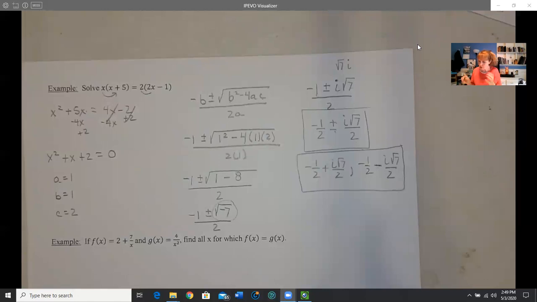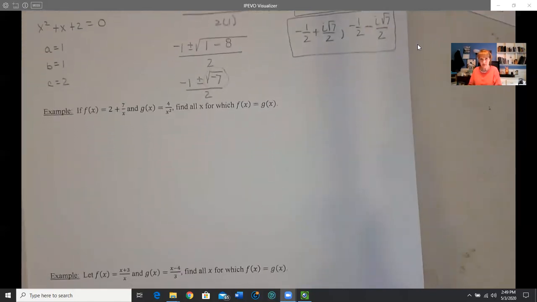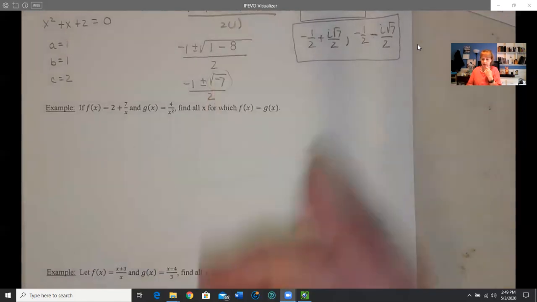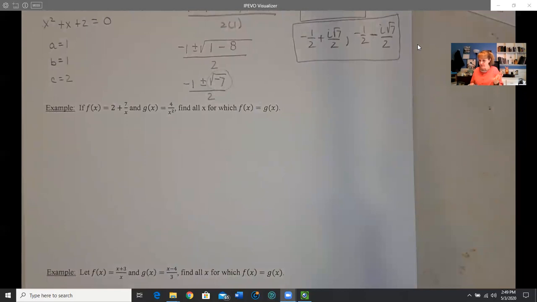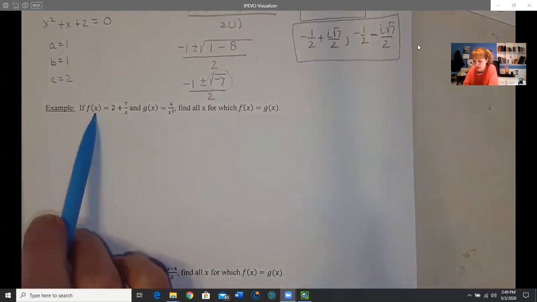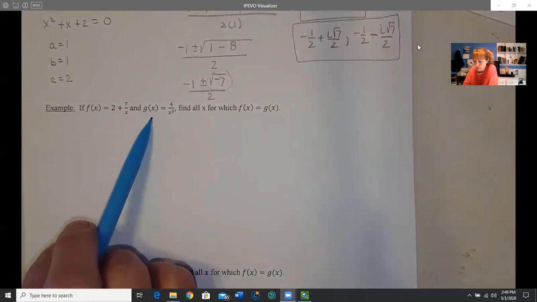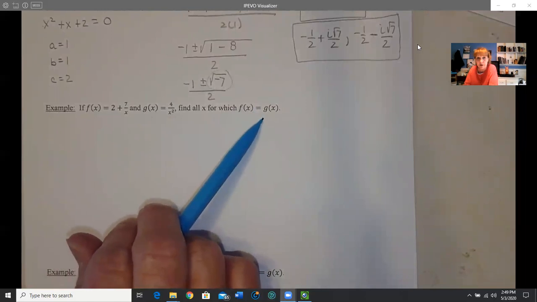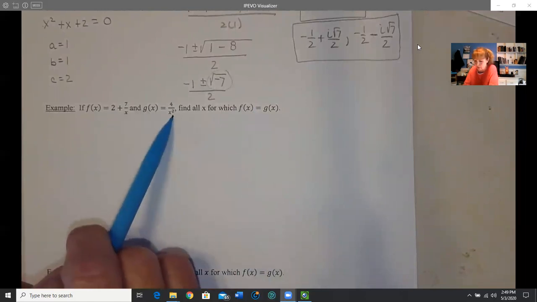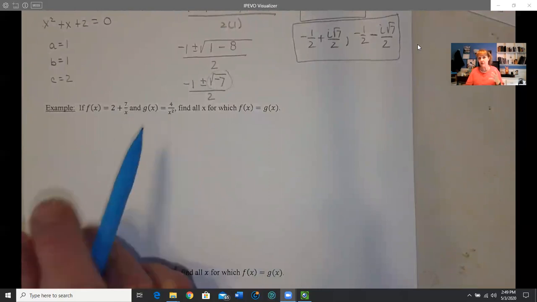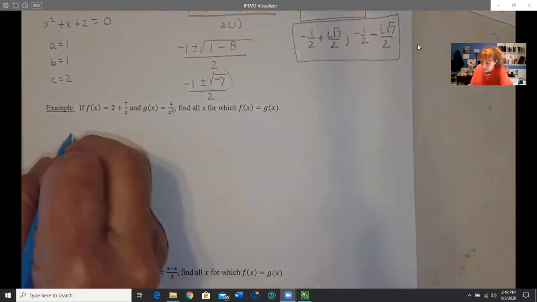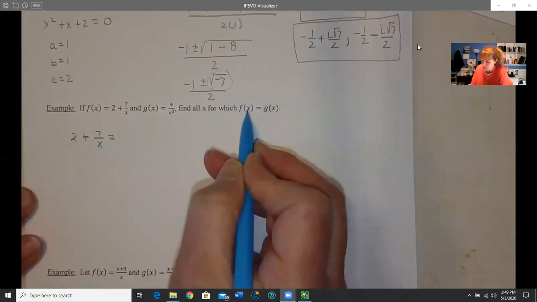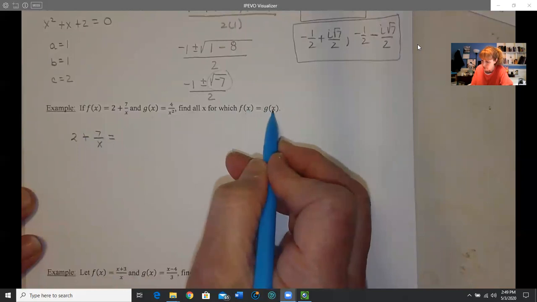Okay, well, let's do a couple more, and hopefully you're catching on. It's really not too bad. Probably maybe simplifying the radical might be the toughest. Okay, let's go ahead and look at this one right here. I have two functions, f of x and g of x, and I want to know all x's for which f of x is equal to g of x. I'm going to set these two equal to each other and solve it. So this is actually part of chapter 7. So 2 plus 7 over x, that's our f of x. When does f of x equal g of x?